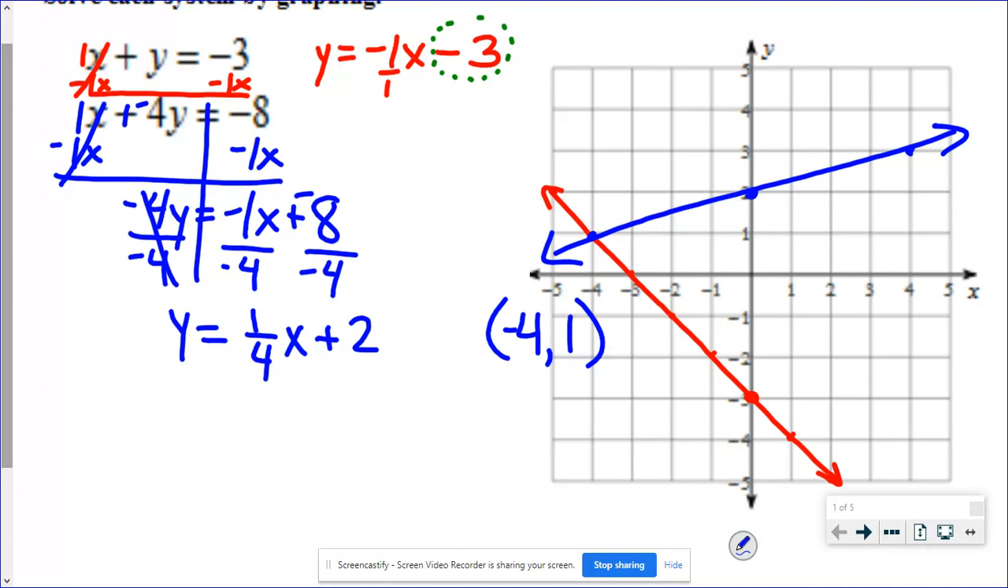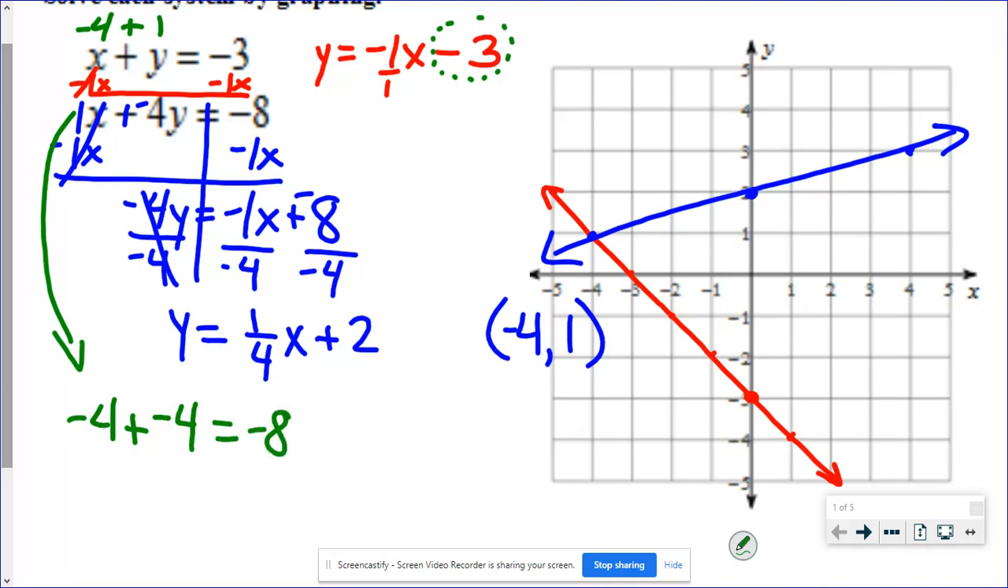You could check this. If I put a negative 4 in for the x and a 1 in for the y, in my first equation, let me get rid of the stuff that I crossed out right there. This would be negative 4 plus the y was 1. Negative 4 plus 1, yep, that's negative 3. That works. In my second equation, I would have, I'm going to do this down here, negative 4 plus, now a negative 4 times 1 is going to be a negative 4. And when I add those two together, yep, that gives me negative 8. That one point is the only point that works for both equations. So that's the solution to the system.